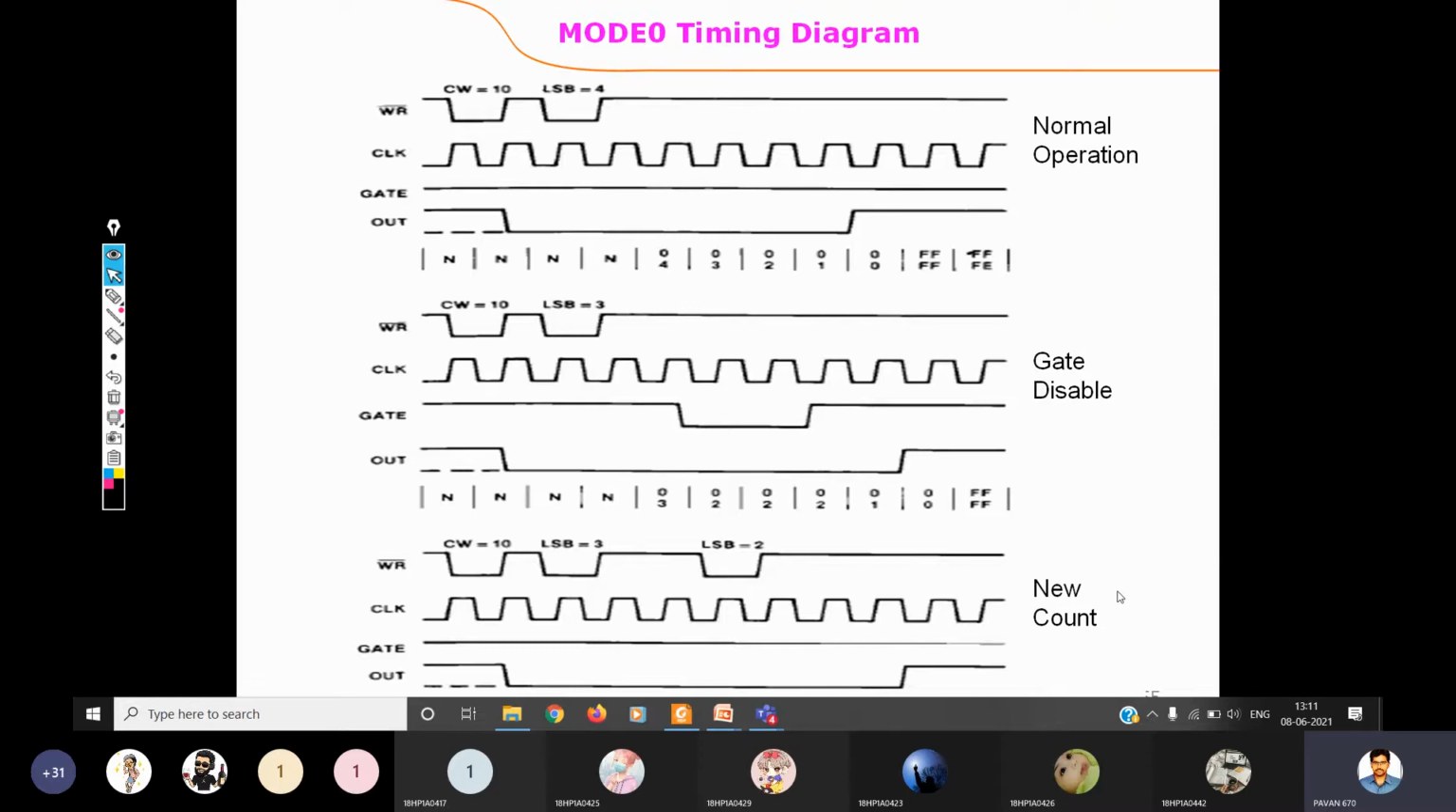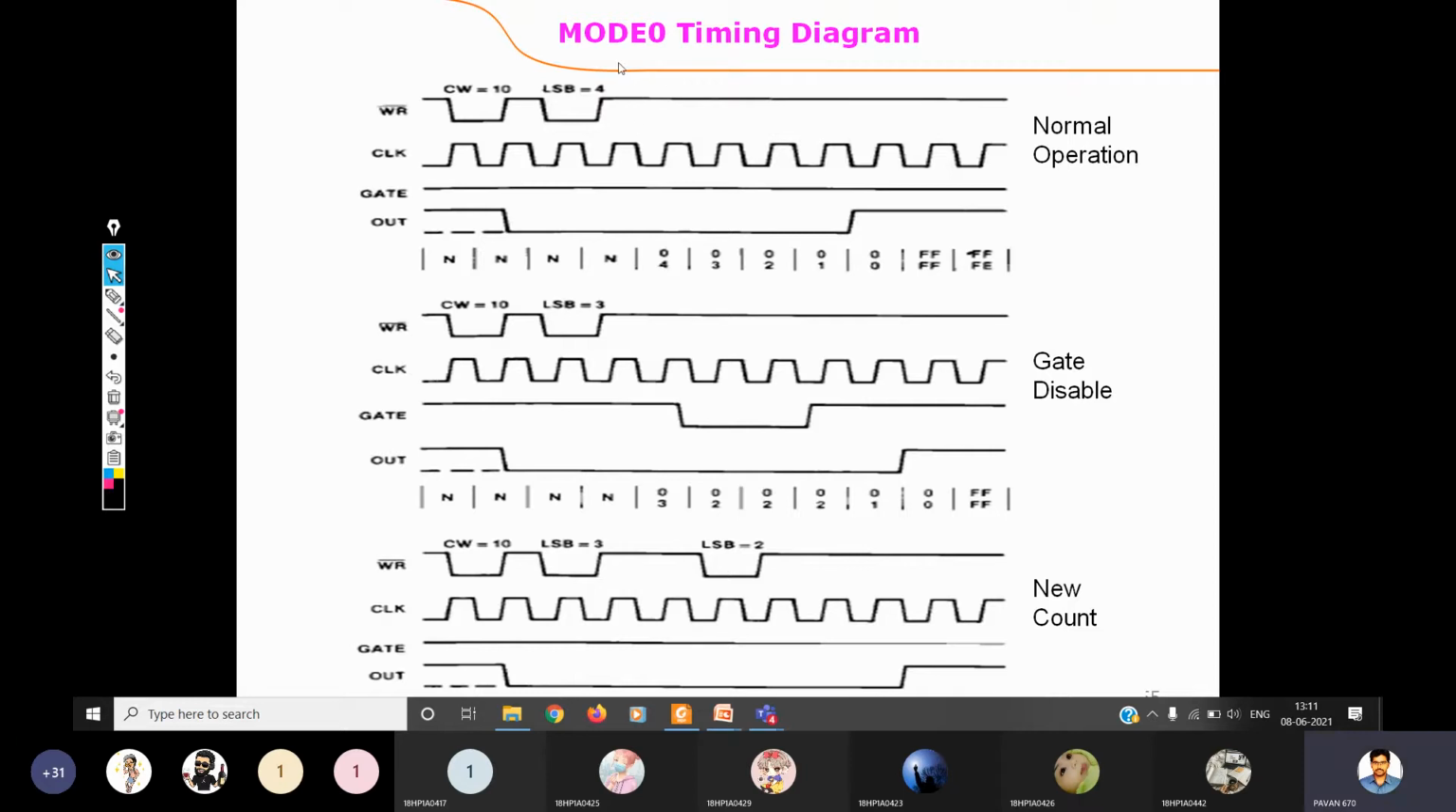Suppose a counter is loaded with a new value before the count reaches the terminal count. If a new value is loaded, how will the timing diagram be affected? Like this. So three different states are considered for every particular mode. I hope you understand the conditions.